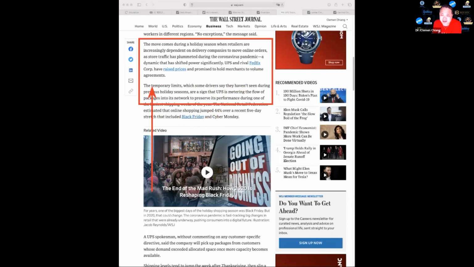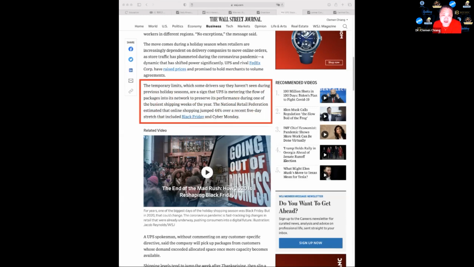Wow, very good. The temporary limit is a sign that UPS is metering the flow of packages into the network to preserve its performance during one of the busiest weeks of the year. Holy moly. Okay. Busiest shipping weeks of the year. Online shopping jumped 44% over a recent 5-day stretch that included Black Friday and Cyber Monday. Good.